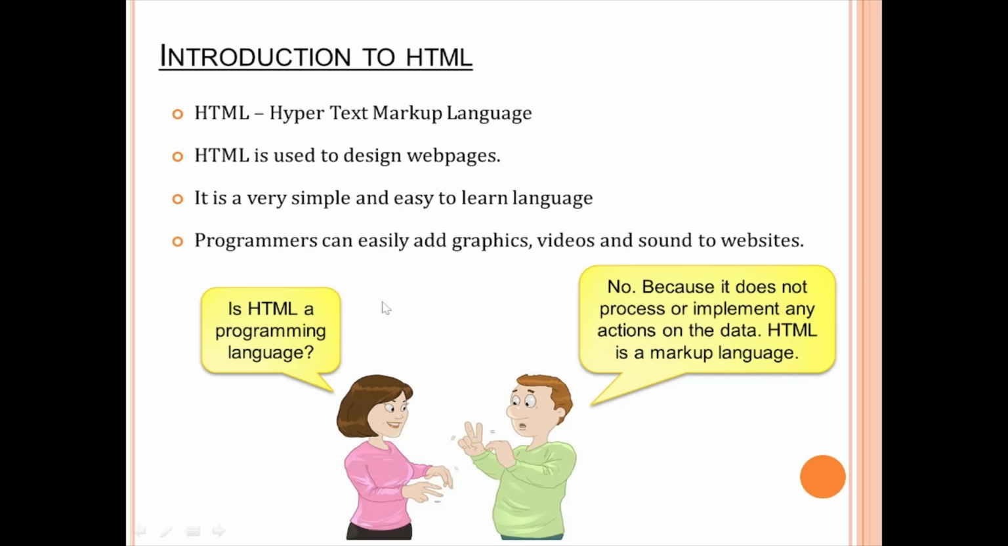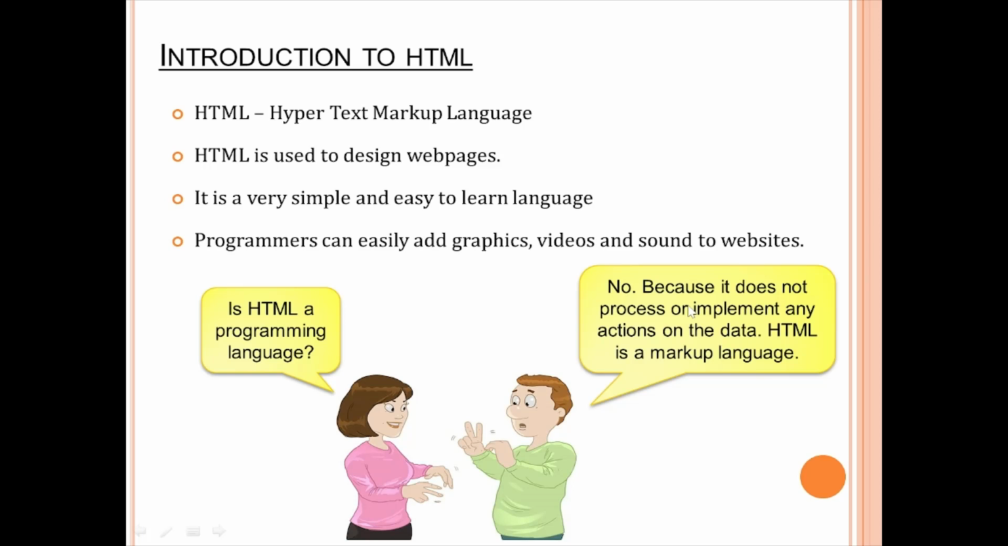Now the question is whether HTML is a programming language. What is a programming language? You might have heard about C, C++, Java, Python, etc. And all these languages come under a category called programming language. But here HTML is a language, but it is not a programming language. It is a markup language. Why is it so?